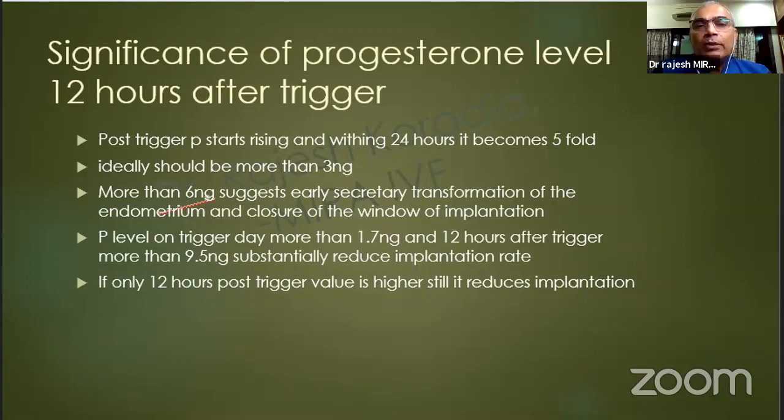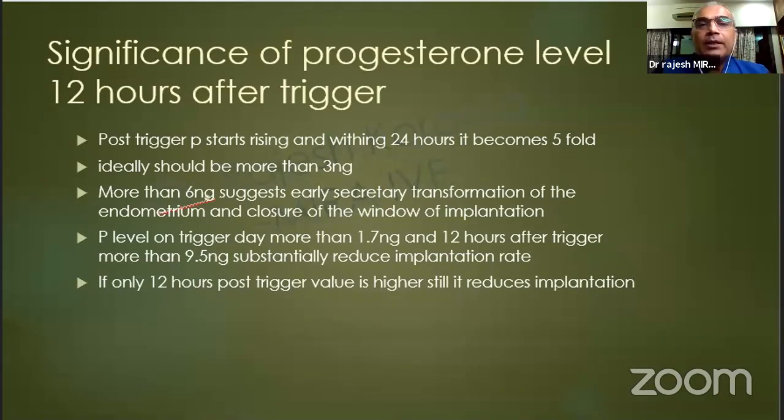If this was more than 6 nanogram, it suggests early secretory transformation of the endometrium and closure of the window of implantation. And it is not ideal to think about fresh transfer when the 12 hours post-trigger progesterone level is more than 6. So, the P level on the trigger day more than 1.7, and 12 hours after the trigger more than 9.5, substantially reduces the implantation rate according to one study. If only the 12 hours post-trigger value is higher, still it reduces the implantation. So, it is very crucial.